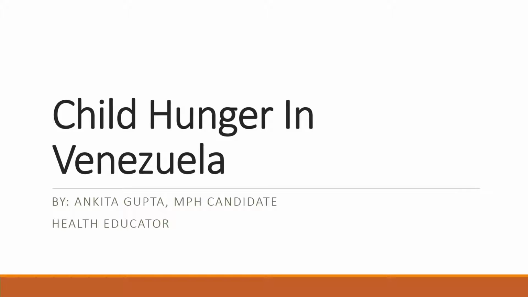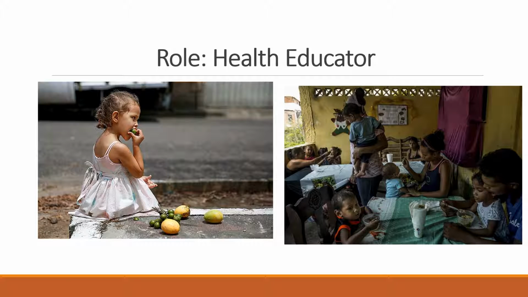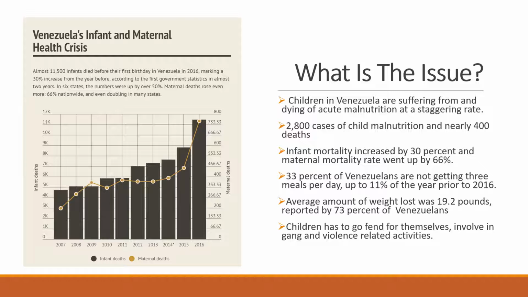My name is Ankita Gupta. I'm an MPH candidate, and the topic that we're going to talk about is child hunger in Venezuela. As a health educator, it is my duty to assess the health needs of the community and the health knowledge and poor practice, and the health that is suffering due to lack of health knowledge and poor practices, and connect the people with the proper resources that will help better their health.